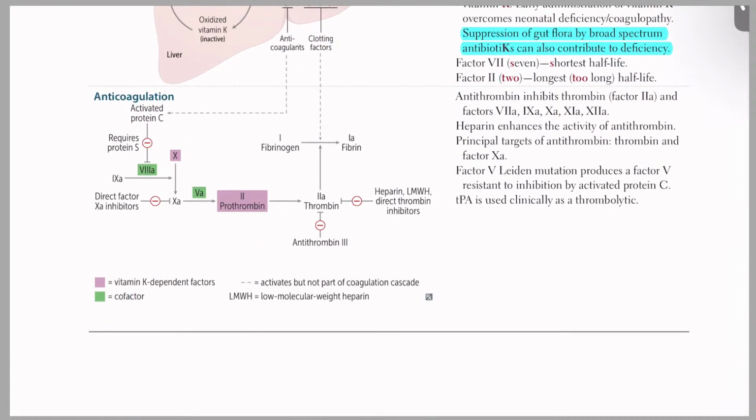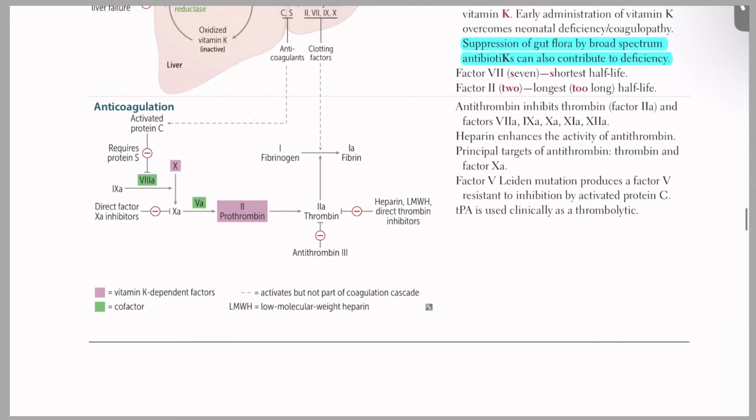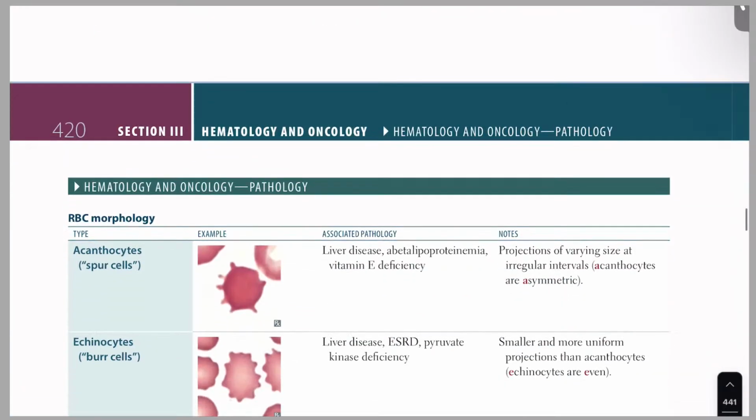Okay, again here purple is vitamin K dependent factors, and green is equal to cofactor. Purple activates but is not a part of the coagulation cascade. Low molecular weight heparin. Okay.